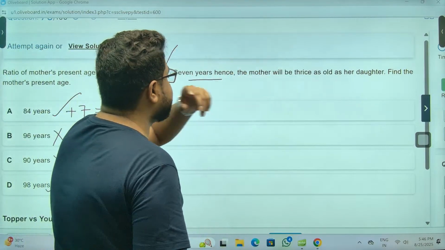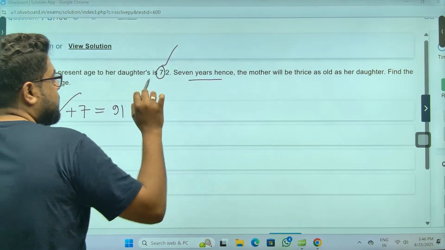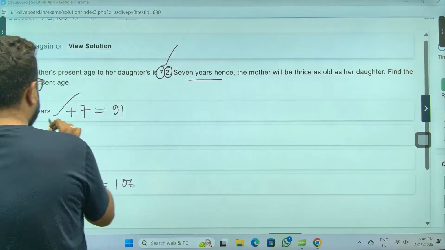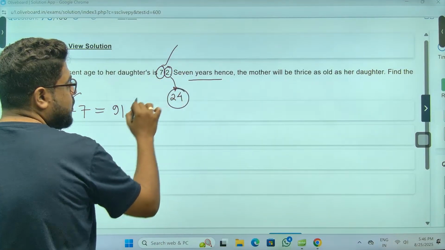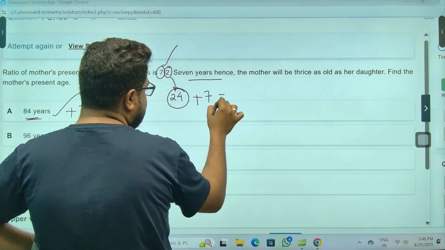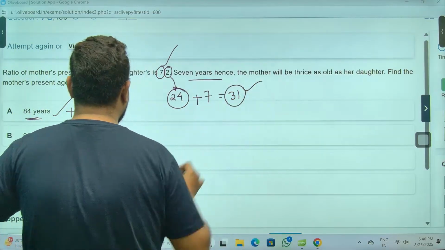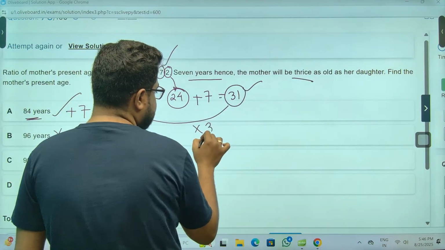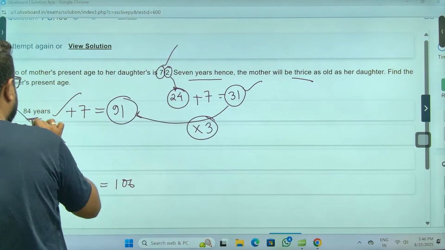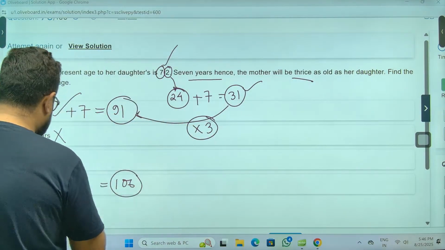Will be thrice as her daughter. Okay, the ratio is 7 to 2. So if 7 is 84, 2 will be 24. So 7 years hence it will become 31. 31 into thrice is 93, not 91. So this cannot be the answer. This has to be the answer, D.